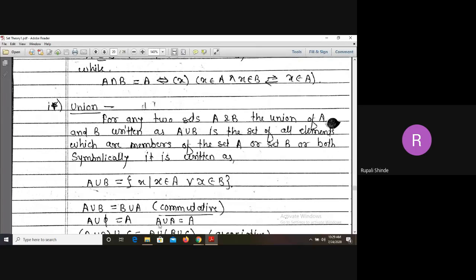Likewise, A union A means what? All the elements that are present in set A and again set A. If you take union, repetition will not be considered. That's why A union A equals A only. So this is for union operation. Take down the definition and its symbolic representation. Then we will take these properties. So first of all, write down the definition for union operation and its symbolic representation.